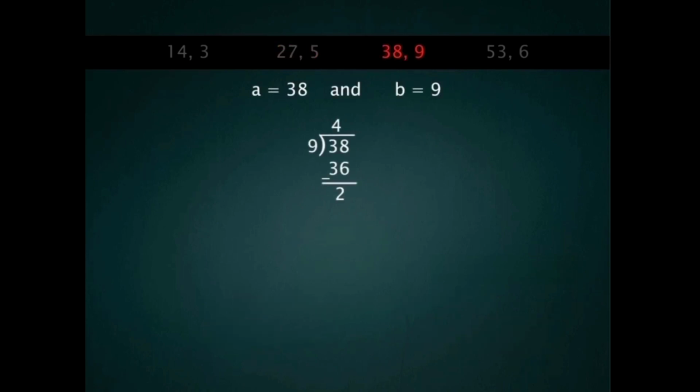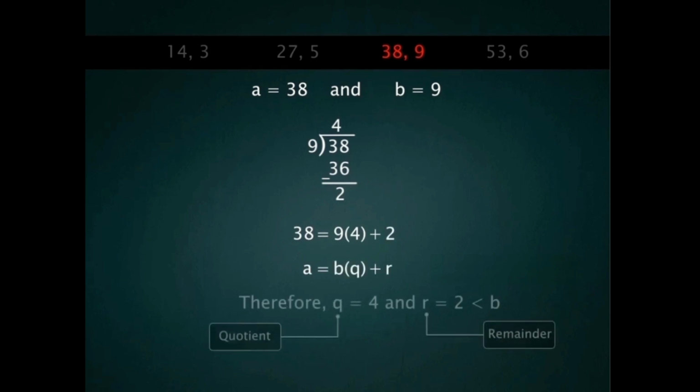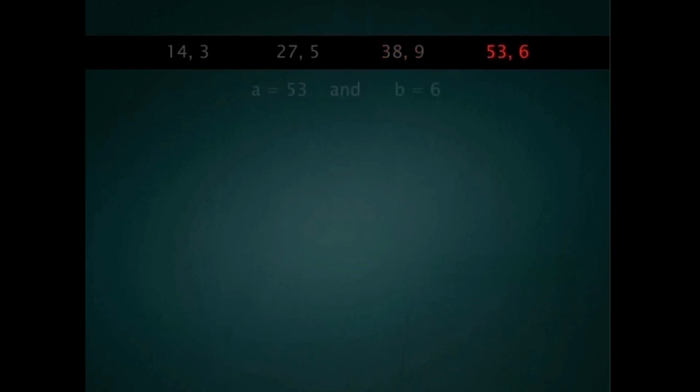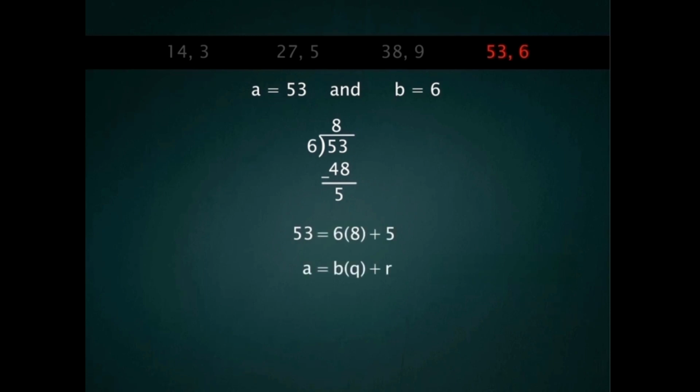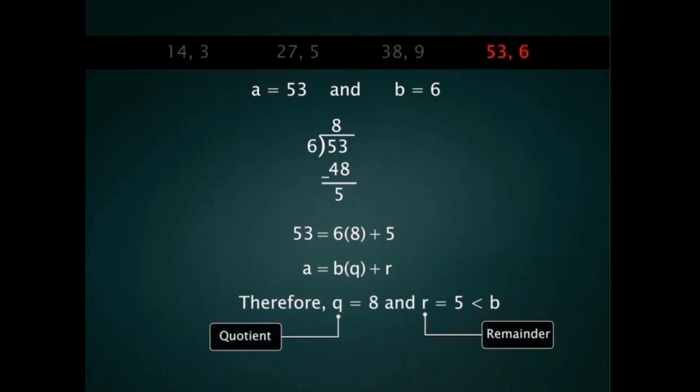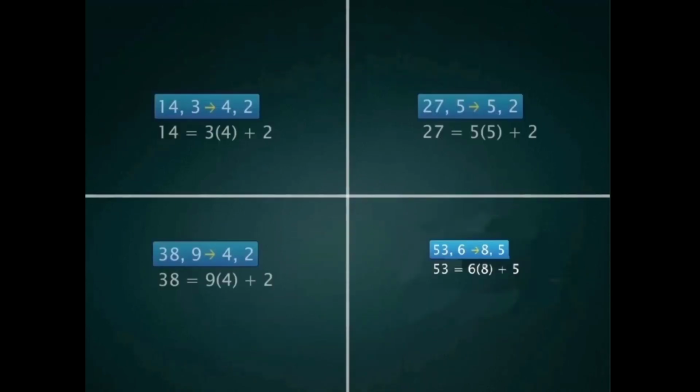And by dividing 38 by 9, there exist 4 and 2, such that 38 is equal to 9 times 4 plus 2. And by dividing 53 by 6, there exist 8 and 5, such that 53 is equal to 6 times 8 plus 5. So for any 2 given numbers, there exist 2 integers based on certain conditions. What are those conditions? Let's find out.